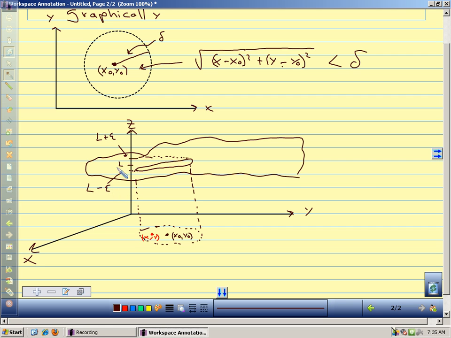And our definition tells us that no matter how small we pick epsilon, we can find a delta such that this condition is guaranteed, that we're close up here when we're close down here. That's what our definition means.